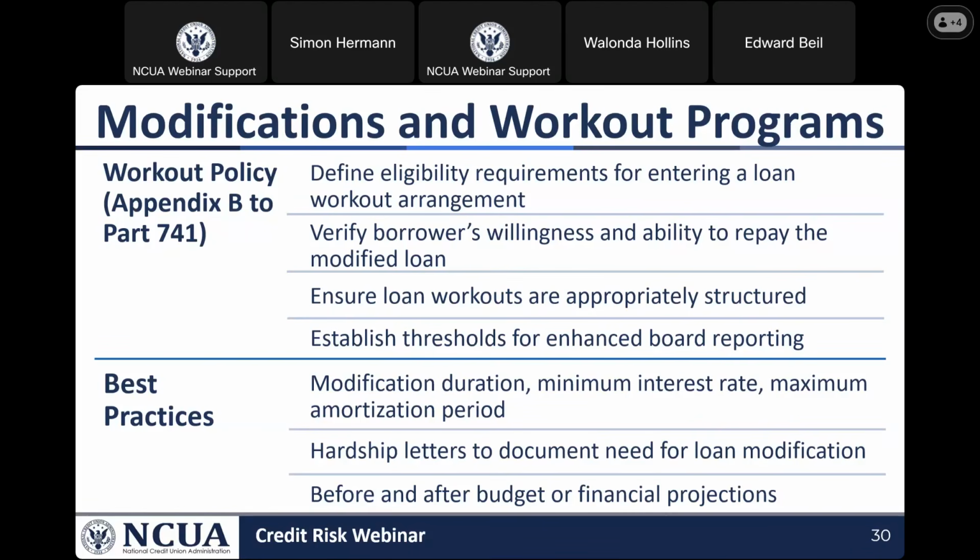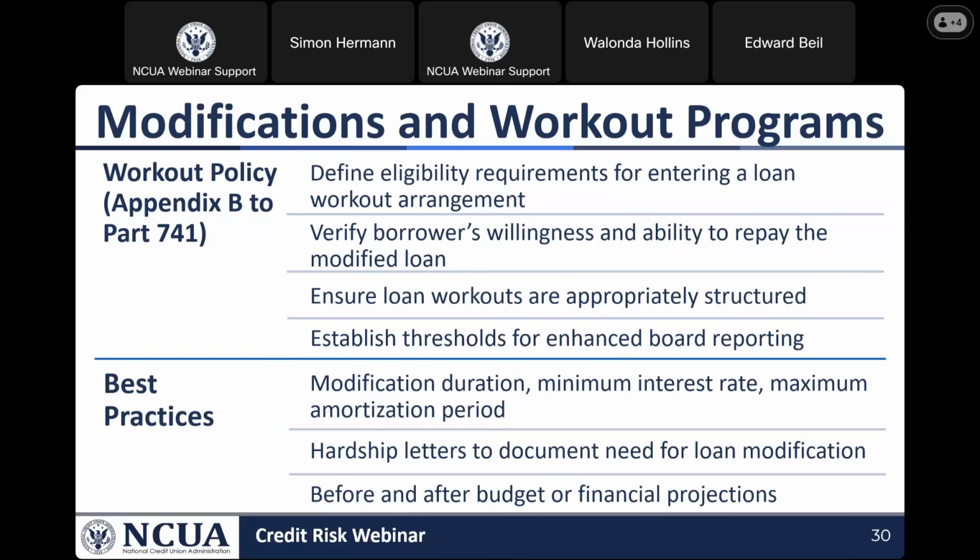Under Appendix B to Part 741 of the NCUA's Rules and Regulations, credit union boards and management must adopt and adhere to an explicit written policy and standards that control the use of loan workouts and establish controls to ensure the policy is consistently applied. The policy should define eligibility requirements. That is, under what conditions the credit union will consider a loan workout. This also includes establishing limits on the number of times an individual loan may be modified.